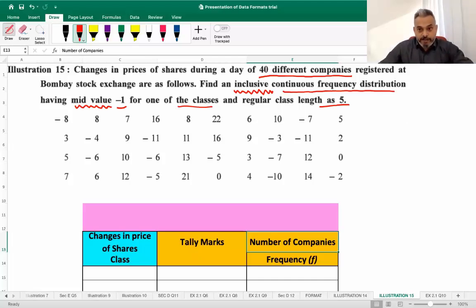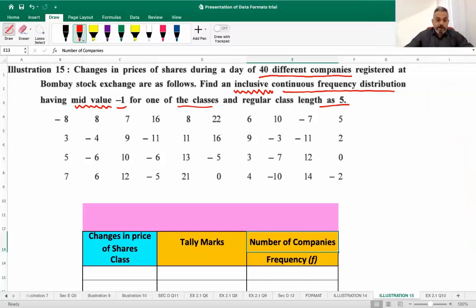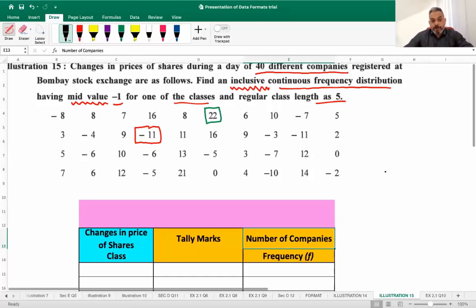Now let's do some working over here and let's understand how we will get the classes first. Which one is the minimum value? That is -11. This is minimum. And what is the maximum? 22. So we have to make classes such that it covers -11 and also 22. Now, let's find out what will be one of the classes.